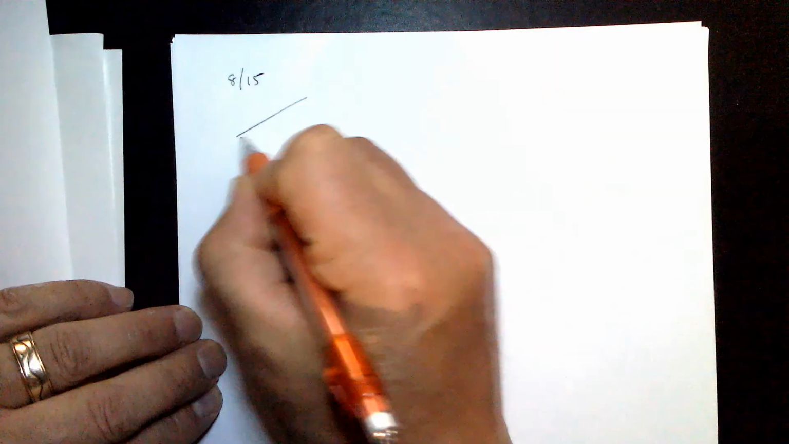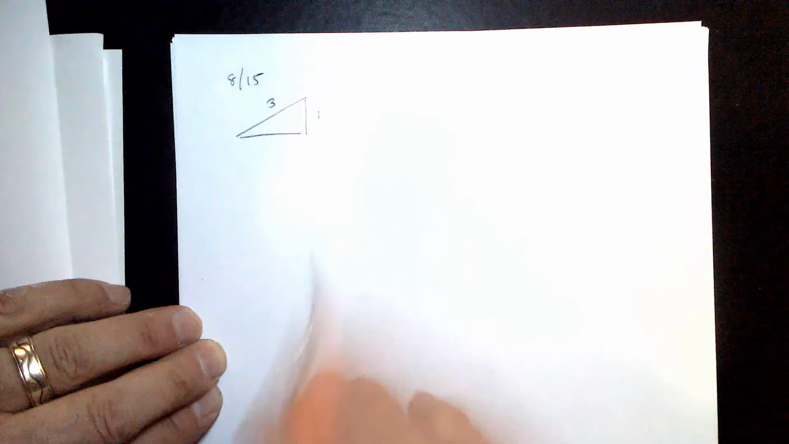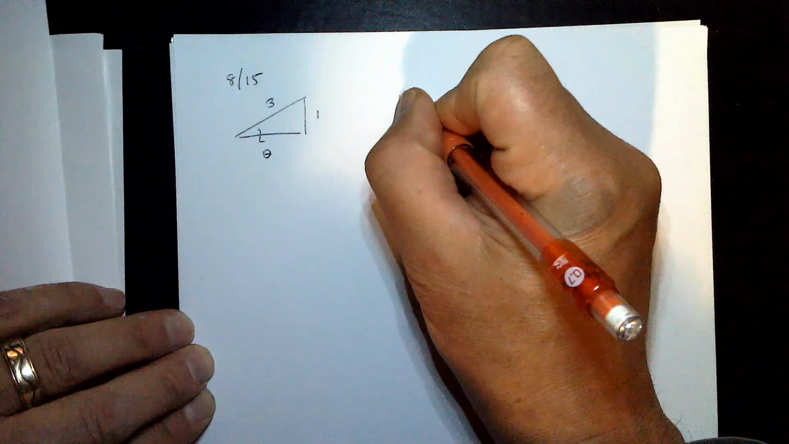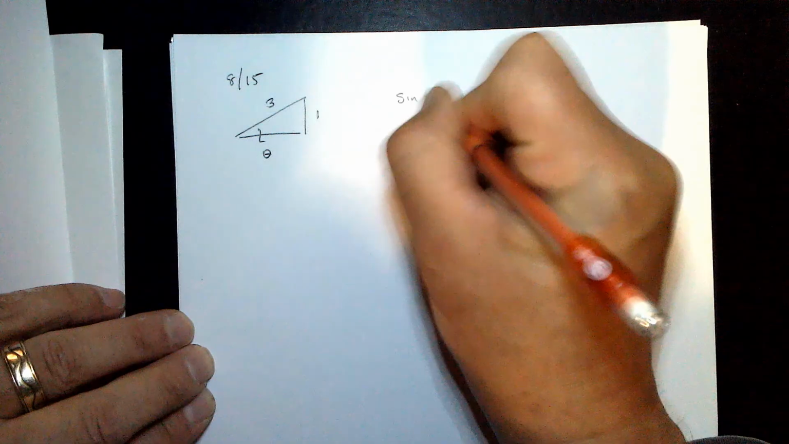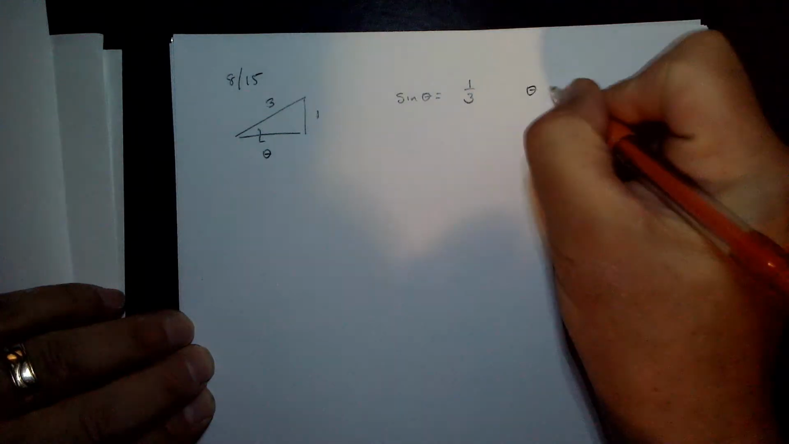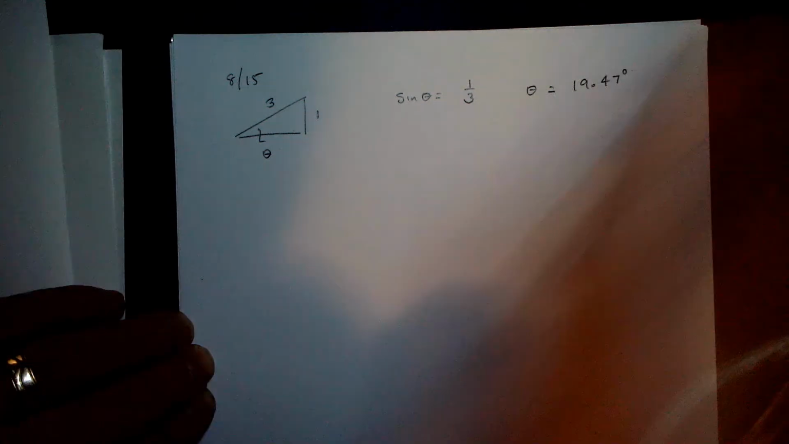First thing we'll do is work out the angle of the sloped surface. We know from the diagram that the height is 1 and the hypotenuse is 3, and we are trying to find theta. So sine theta equals 1 over 3, and that makes theta equal 19.47 degrees. So we know that angle is 19.47 degrees.